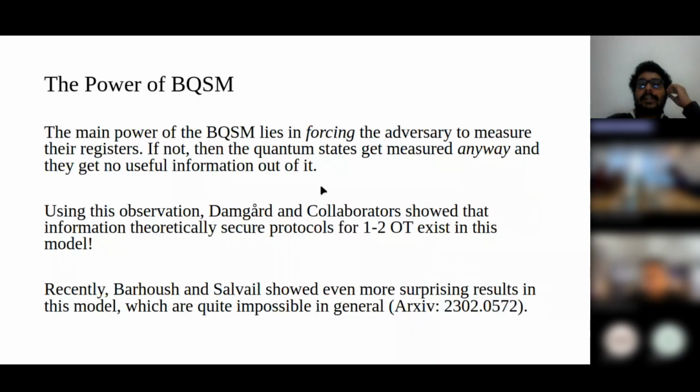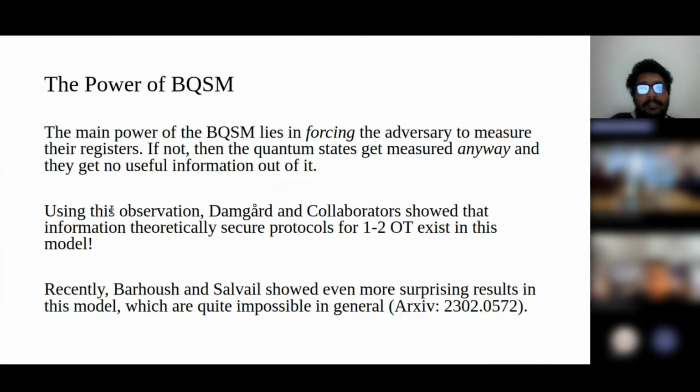But what the BQSM assumption does is it forces the adversary to do the measurement. And the intuition is that once you do the measurement, all quantum correlations are essentially destroyed. And then the adversary can't really do anything more. We'll see precisely what this means in the coming slides. But this is essentially the idea that any kind of quantum cheating that the adversary could have done is no longer doable once the BQSM assumption is imposed.